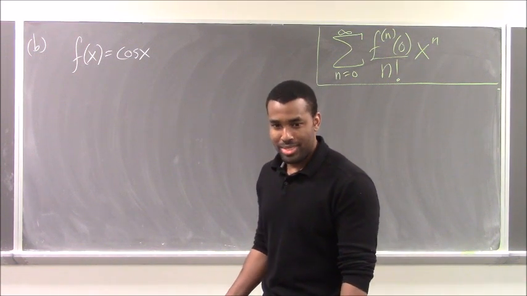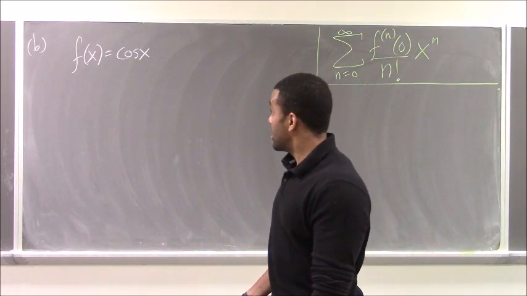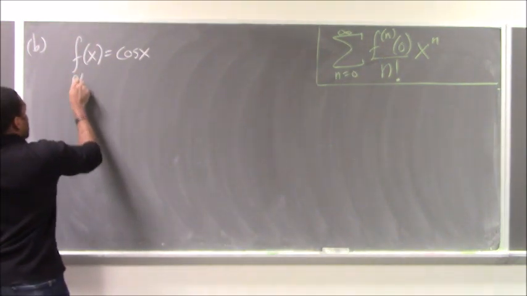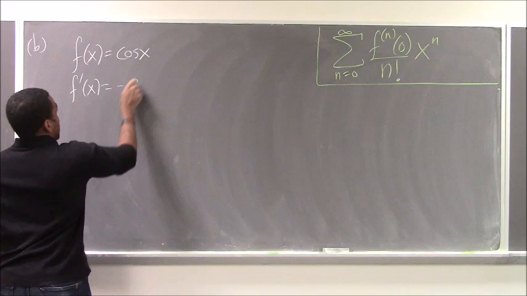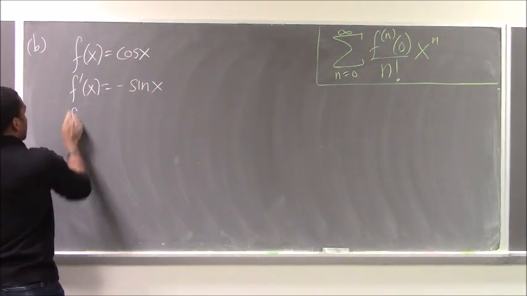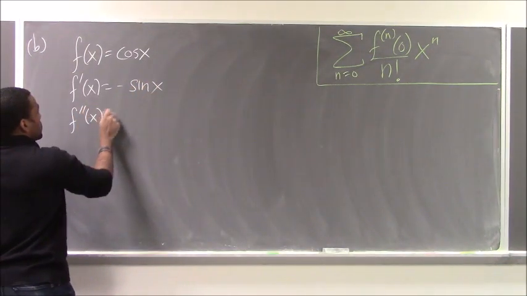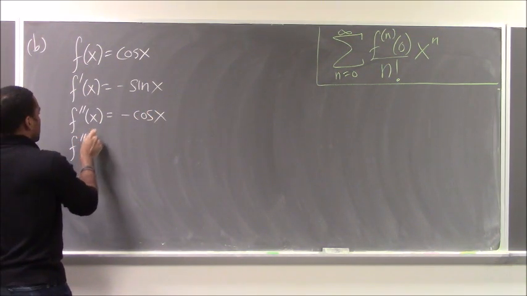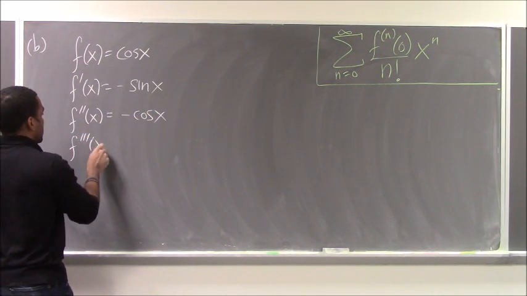All right. So I just took the first few derivatives of cosine. Okay. So for the first derivative, it's minus sine. How many derivatives did you take? 4.